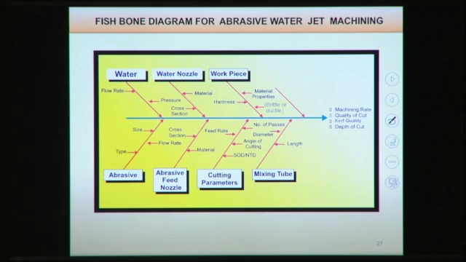The cross section of the nozzle is also important. You can use a circular cross section, a square cross section, whatever you want, so you can use different kinds of nozzle cross section. And then the third is the workpiece: hardness, material properties, brittle or ductile material. These are the parameters for the workpiece. Now the abrasive: what abrasive type you are using, what is the size, and what is the flow rate of this abrasive, all are important.